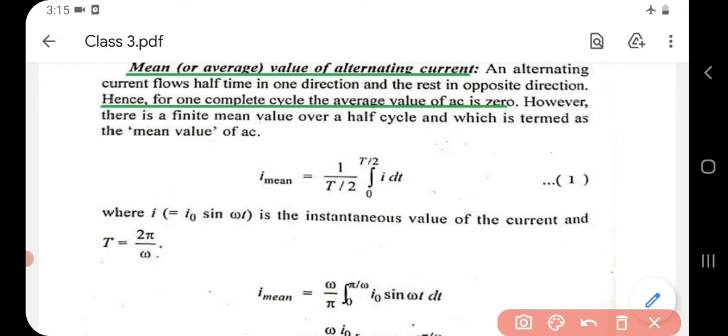Okay, so for one complete cycle, the average value of AC will be 0 because the positive half and negative half get cancelled. So for a complete cycle, the average value of AC is 0. However, there is a mean value over a half cycle, and that is termed the mean value of AC. Now our aim is to derive an expression for the mean value of AC.